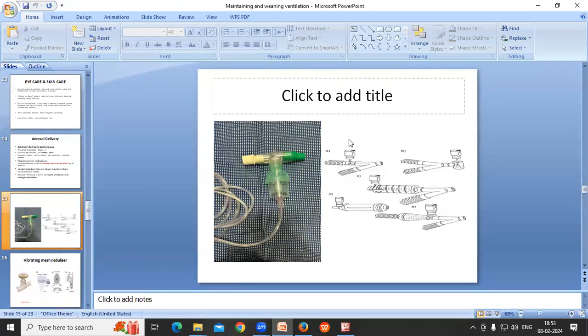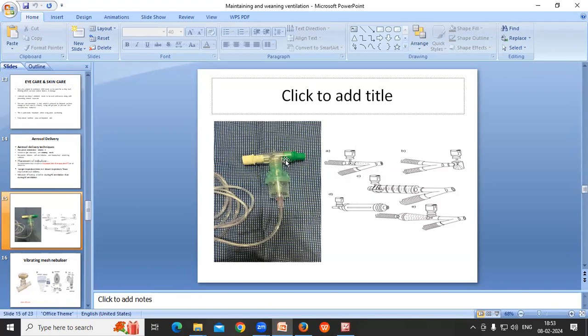And these are the MDIs. The normal MDI, what you use routinely, you can use it. But you need to get an adaptable chamber like this, a spacer. These are the spacers for mechanical ventilation, to deliver aerosols to the mechanically ventilated patient. This is one thing you need to get extra for your ventilator. So specialized chambers for giving MDIs through ventilator tubings. Different things are available, you can choose that. But it's a cheaper option. Very cheap. This costs around 350 only.